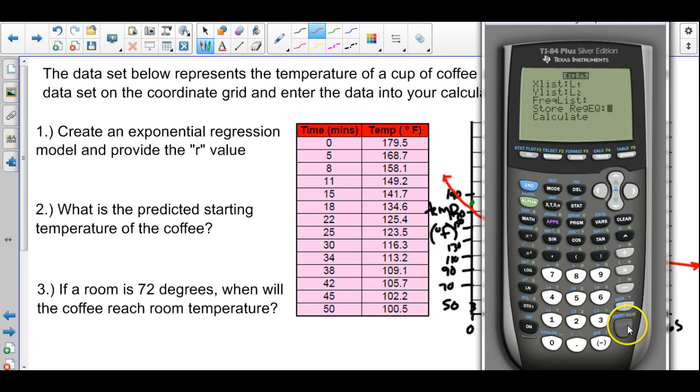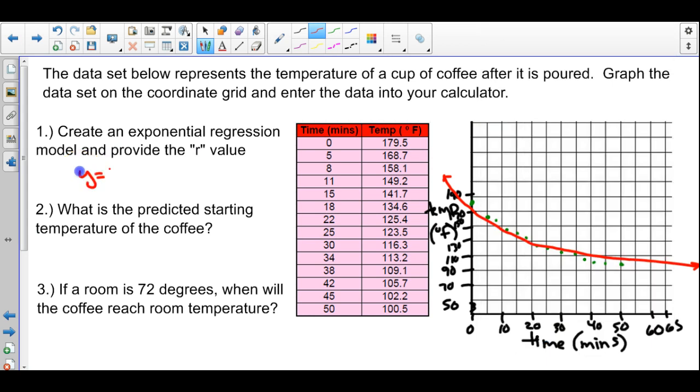L1, L2, make sure you have those. I'm going to calculate, and I have an A value and a B value. So it's always y equals A times B to the x power. I'm going to round to the nearest tenth on those, and then I'll do 3 decimal spots on the R value. So I'm going to say y equals 171.5.